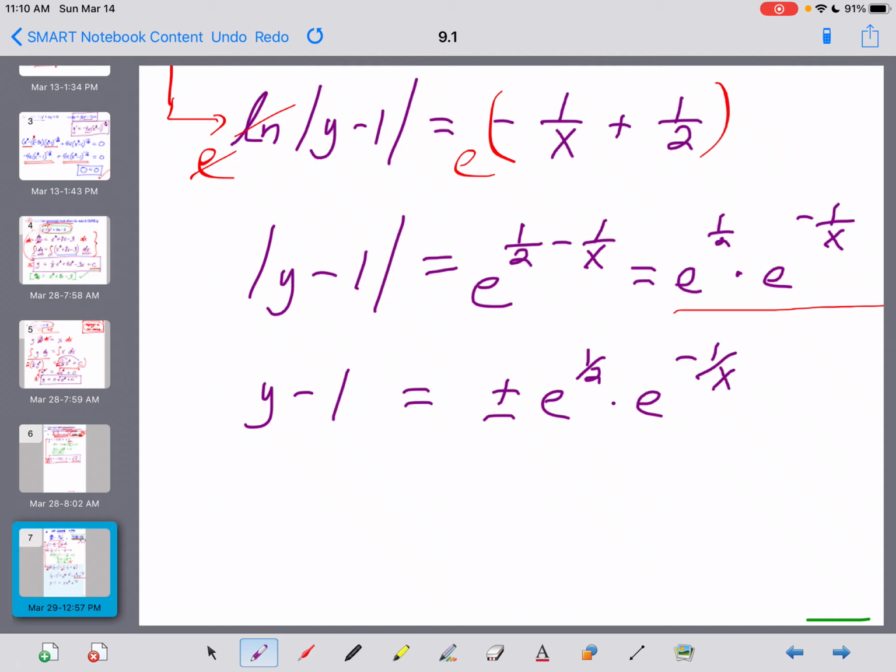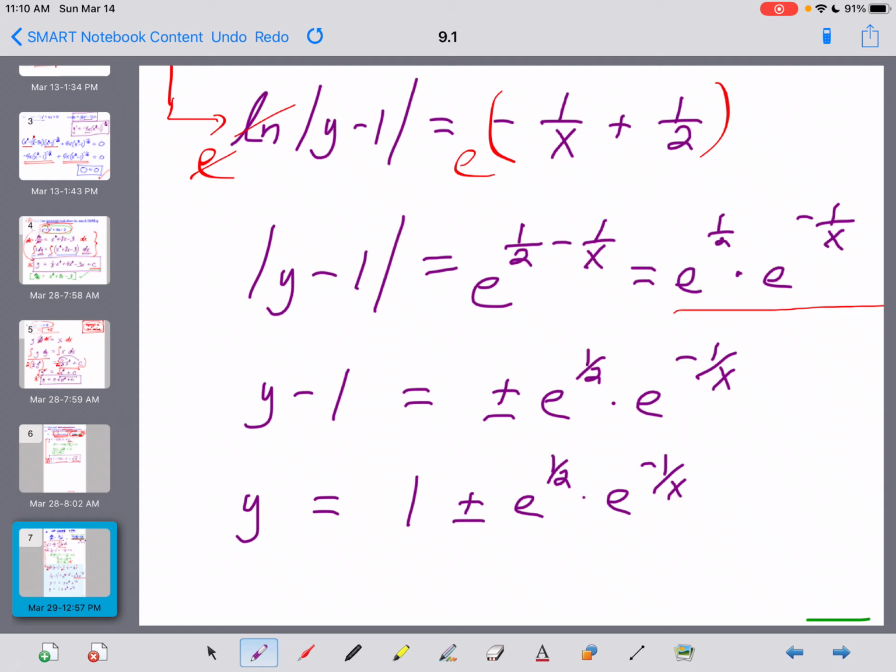Last thing we need to do now to get y by itself is add 1. So we're going to get y equals, and generally we like to put that constant, the 1, in front of the plus or minus here. E to the 1/2 multiplied by e to the negative 1 over x. Now, everybody, we are not quite done yet. We got one thing left to do.